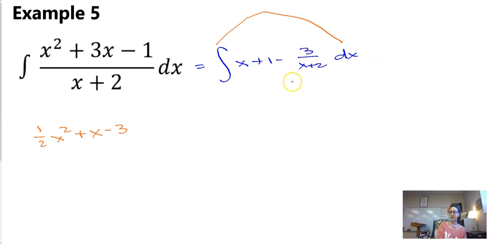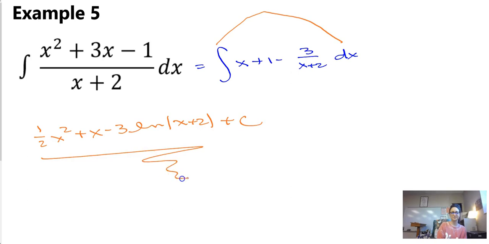And then I've got 1 over a linear factor, right? So if I take off that 2, notice that the parent function is 1 over x. So I've got ln of the absolute value of x plus 2, because when I derive ln of x plus 2, I'm going to get back to 1 over x plus 2. That -3, again, just comes along for the ride.